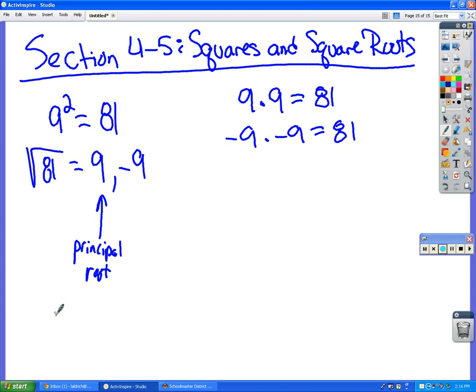Okay, so for example, if it says find the 2 square roots of each number, then you come up with both the positive and the negative.